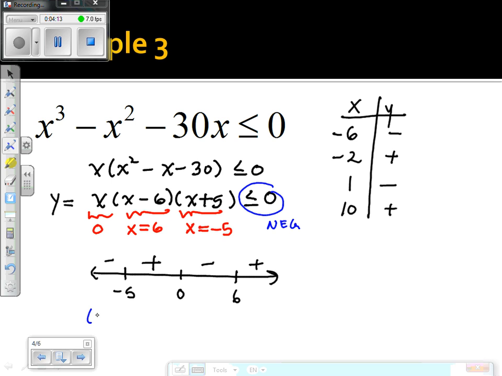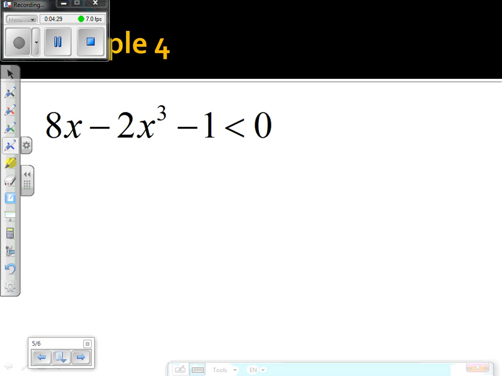So I will write that as negative infinity to negative 5. And here, 0 to 6. Okay? Actually, because it's closed, these should both be brackets. Okay? The next problem is similar.